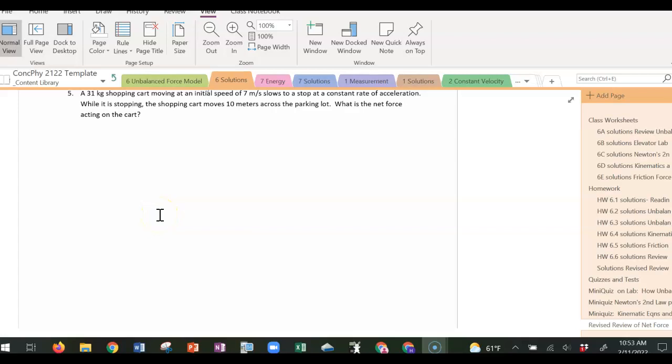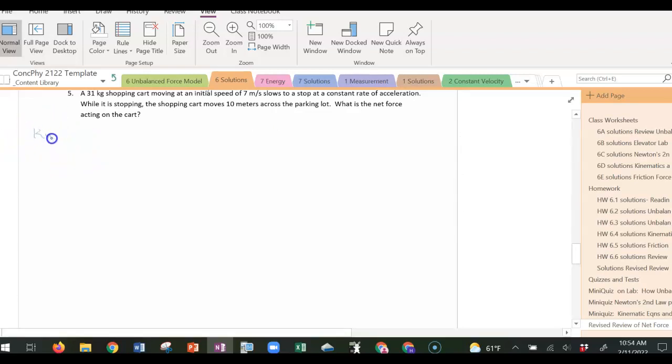This webcast continues the review of the unbalanced force model, and I have reached problem 5. In this problem, we have a shopping cart. It's initially moving at a speed of 7 meters per second, but it slows to a stop at a constant rate of acceleration. While it is stopping, it moves 10 meters across the parking lot. What is the net force acting on the cart?